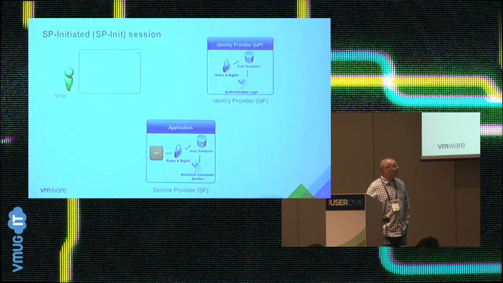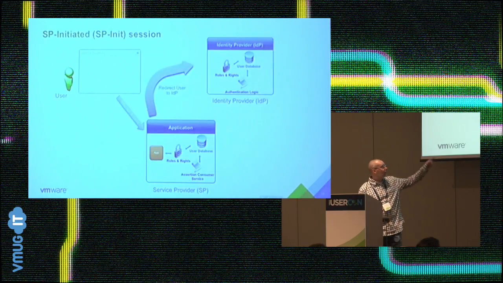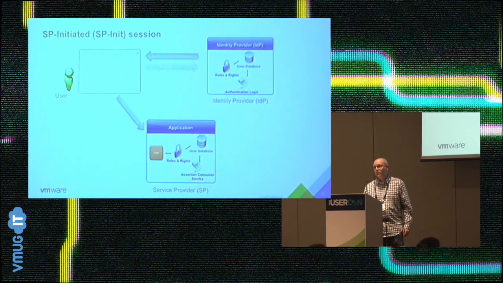We have the other method, which is SP initiated. So let's say you are an Office 365 customer. You go to the portal of Office 365 first. So you try to access the application. The application recognizes that you are not authenticated yet, so it redirects you to the identity provider.